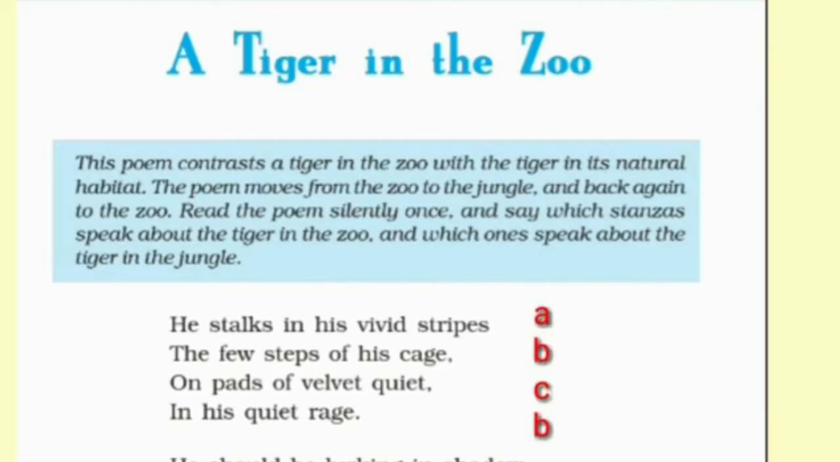The poem comprises five stanzas. Each stanza consists of four lines, and the rhyming scheme followed in all the stanzas is ABCB. Got it? We'll move to the first stanza.